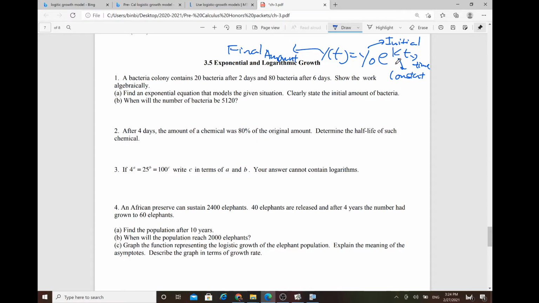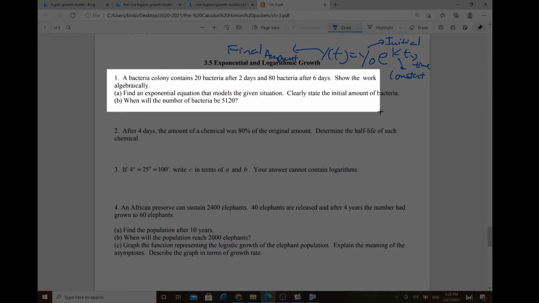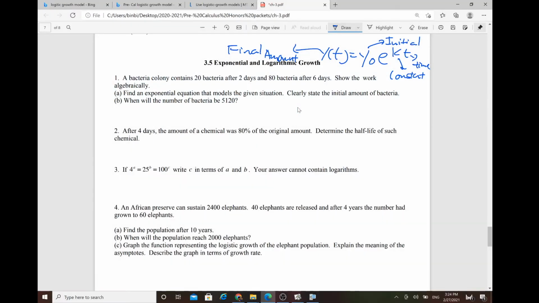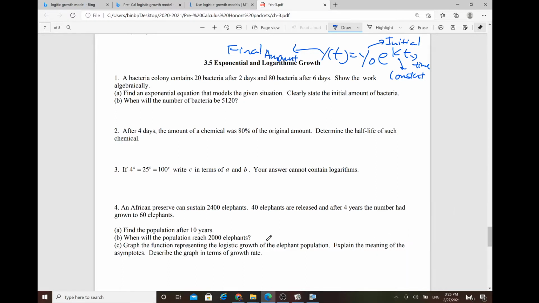So now let me take this one to the new page. What we got here is a bacteria colony that contains 20 bacteria after 2 days, and 80 bacteria after 6 days. Show the work algebraically. For A, find an exponential equation that models the given situation, clearly stating the initial amount of bacteria. And then for B, when would the number of bacteria be 5,120?